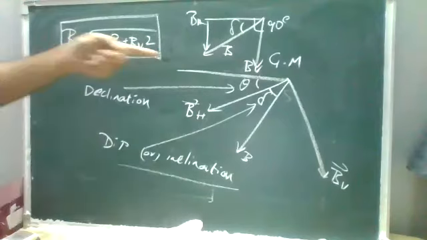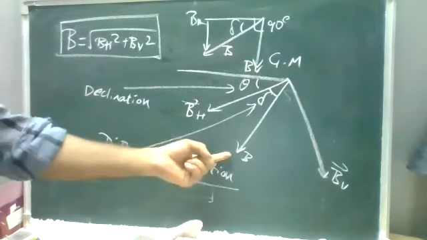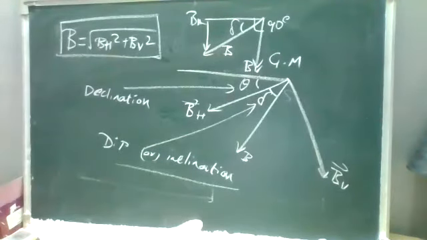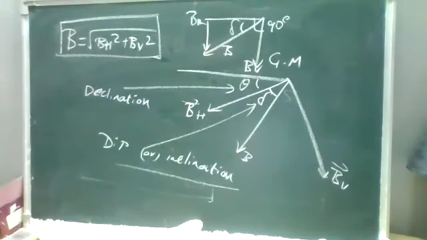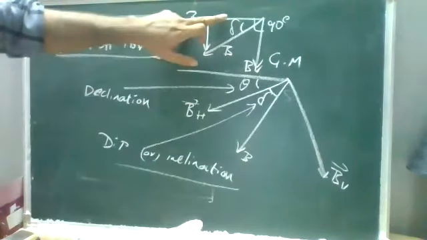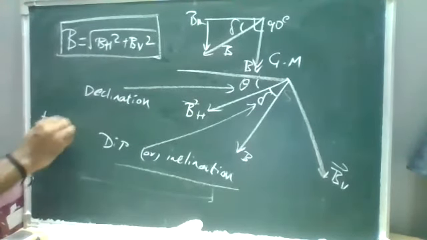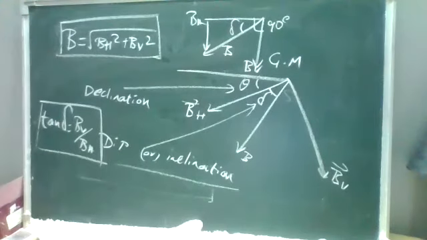So the angle between the geographic axis and the horizontal is theta, which is nothing but declination, and the angle between the resultant magnetic field and the horizontal is the angle of inclination, or dip. To find the resultant, B is equal to square root of BH square plus BV square. Now if you want to find the angle del, we don't know the resultant, only vertical and horizontal. So I'm taking tan del is equal to BV by BH, to find the direction.